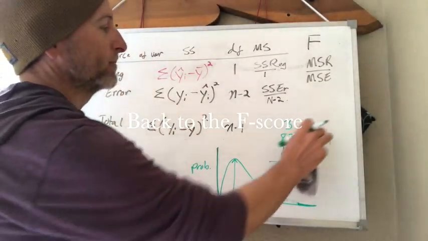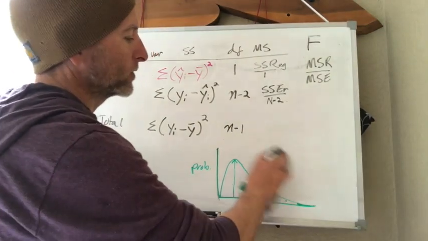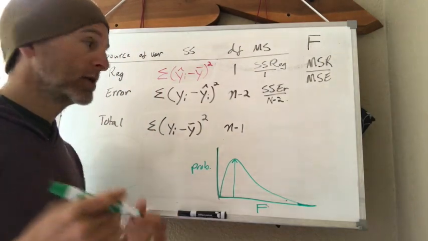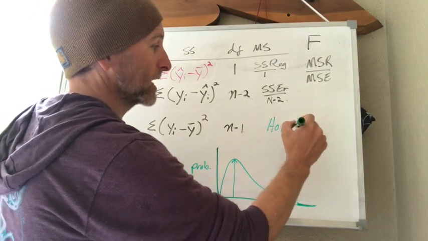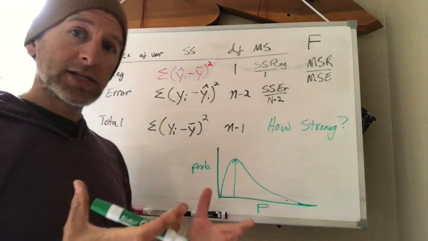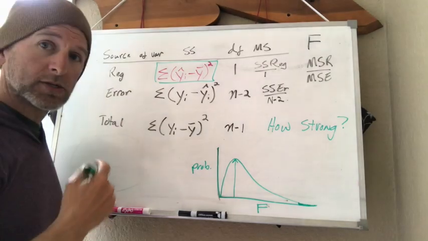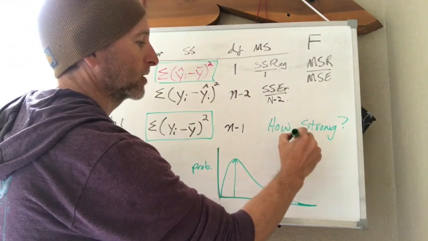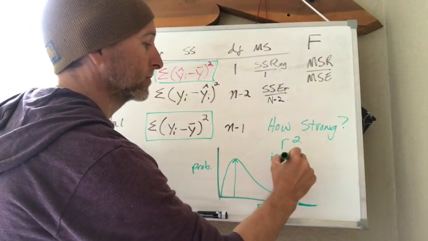So that's degrees of freedom. And now let's go back to our F-score. Now remember, there were 2 things we needed to know about our regression. We had 2 big questions. One of our questions was, how strong is it? We got an answer to that question by comparing our sums of squares regression with our sums of squares total, and we had an R squared value. Our next question was, is it real?